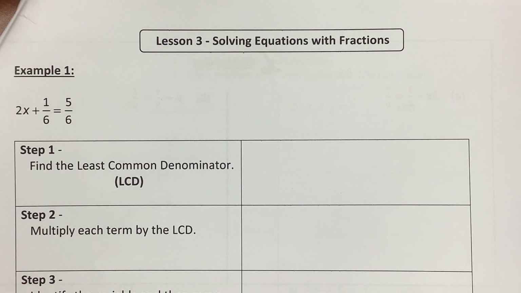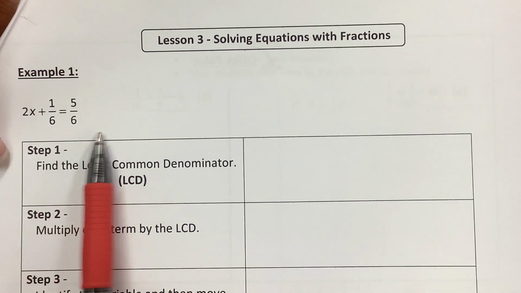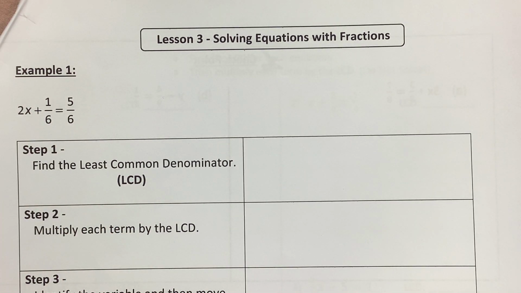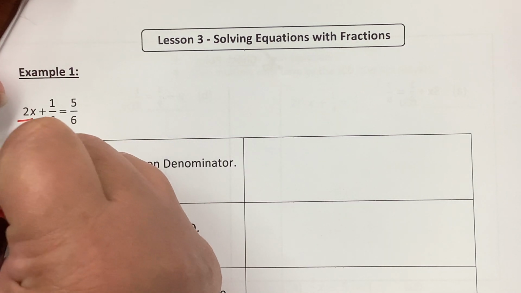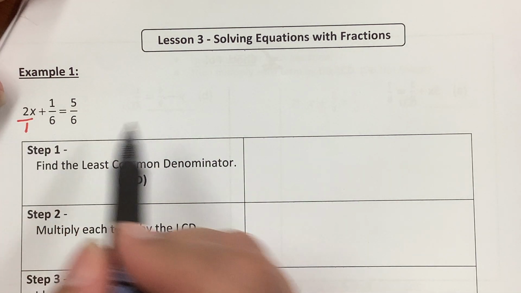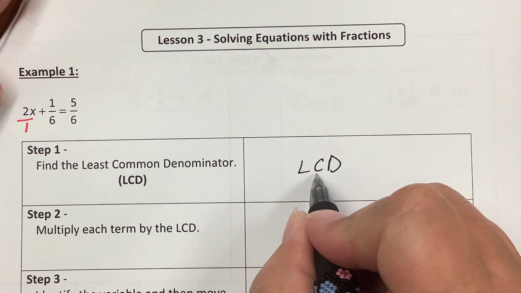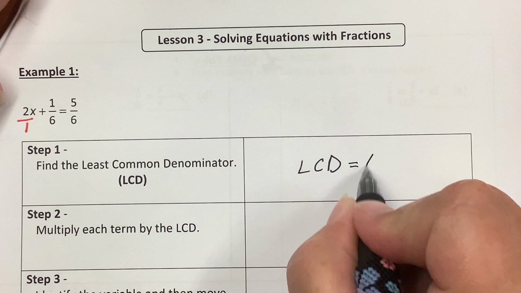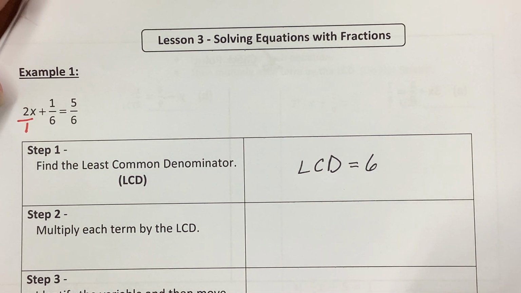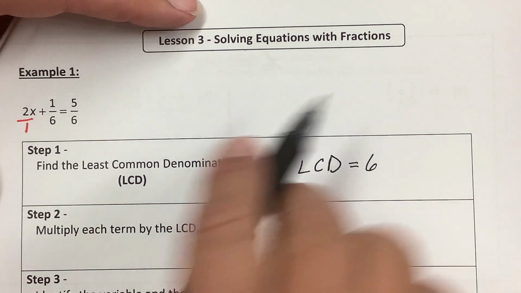So let's get started. Step 1, find the least common denominator. Well, the least common denominator there is 6. I know you're thinking, but the 2x doesn't have a denominator. Yes, it does. It has that invisible 1. So now I know that 6 can go into all of these numbers. So LCD, least common denominator, is equal to 6. It's the same as the least common multiple, but you knew that from 6th grade.